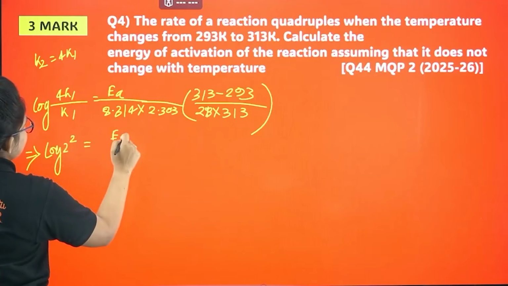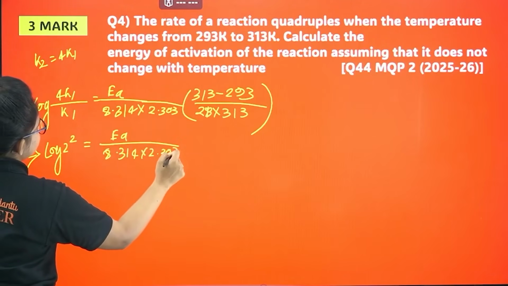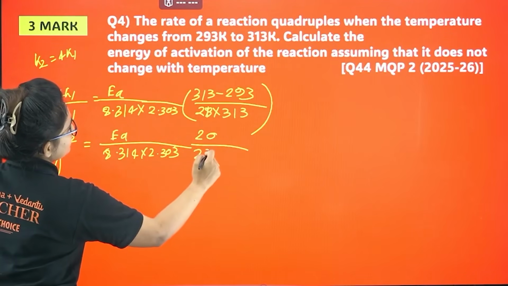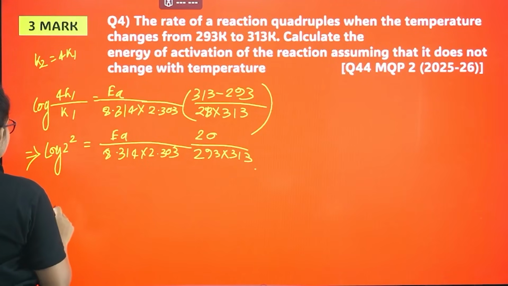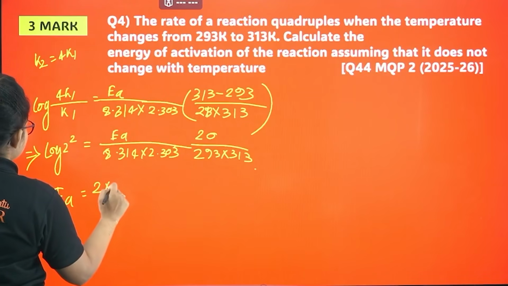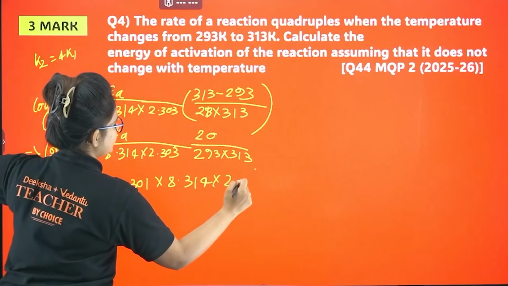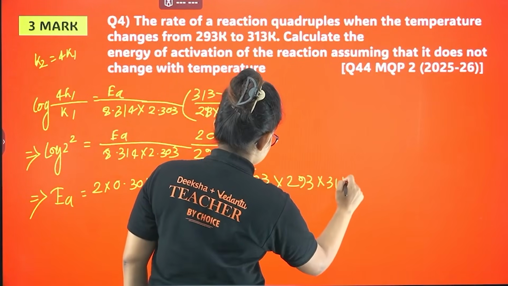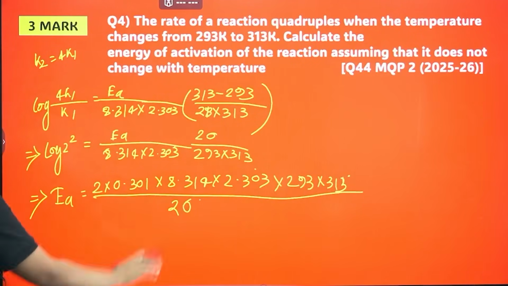Okay, so if you calculate this further, this is going to be log 2 is equal to EA by 8.314 into 2.303. Here you will get 20 divided by 293 into 313. Now simply if you calculate this, log 2 value is 0.301. EA is going to be 2 into 0.301 into 8.314 into 2.303 into 293 into 313 divided by 20. Okay, so this is the calculation.